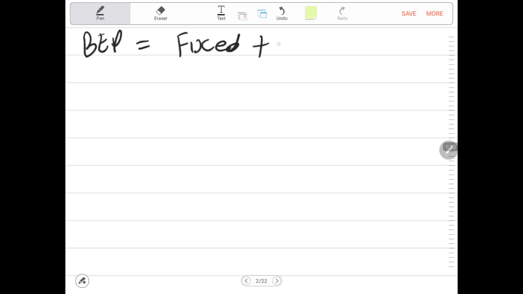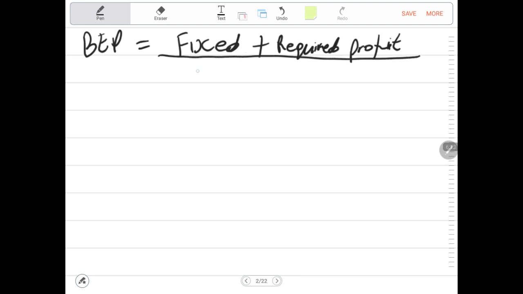Plus required profit, meaning if there is a profit that we require to get, then we need to add this fixed cost plus a required profit, and divide this by our contribution per unit.